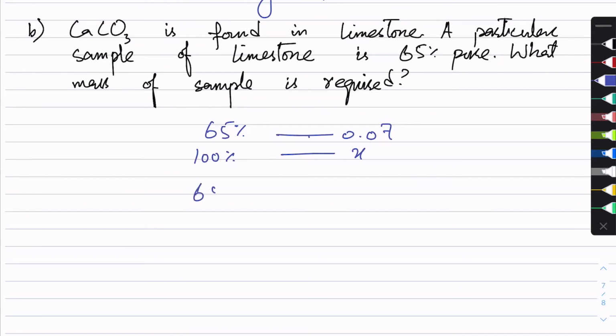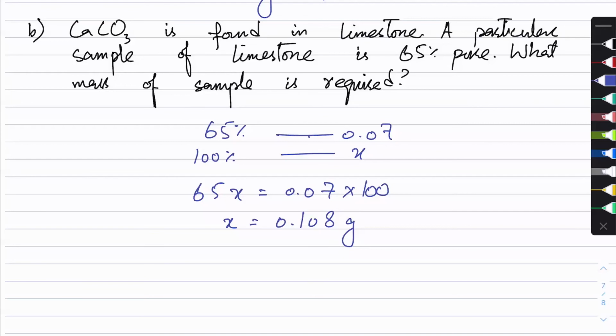So I multiplied: 65x is equal to 0.07 times 100. So x is going to be just divide it all. 0.108 grams. Make sure you give a value to 3 significant figures. Now, in case you want a formula, then that's pretty straightforward.